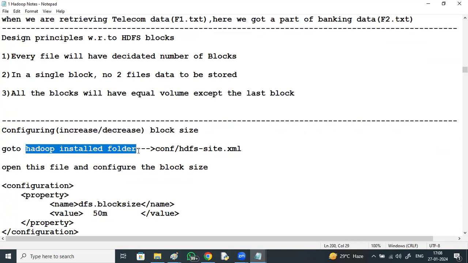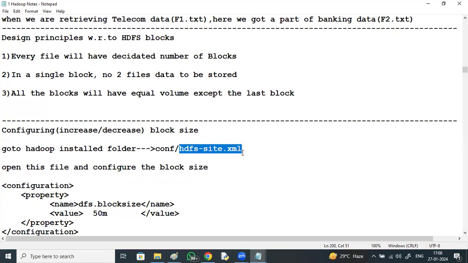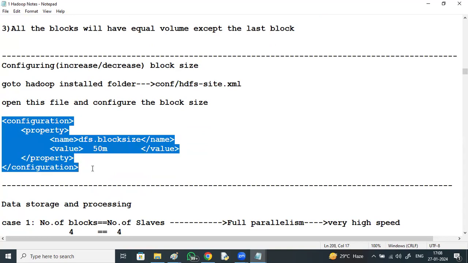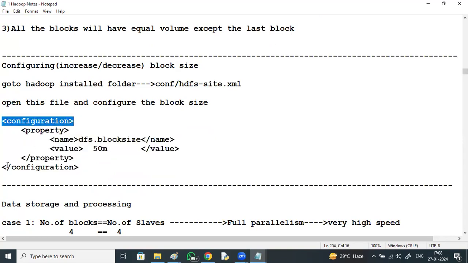Go to the Hadoop installed folder. In that, you can see the conf folder. In that there is hdfs-site.xml, an XML file. By default, this file is going to be empty. In that, just write these lines: configuration opening and closing, property and closing property. What is the property name? dfs.block.size. Close that name. Value: what is the value for block size? 50 MB.